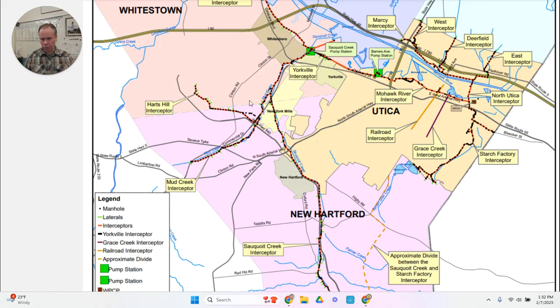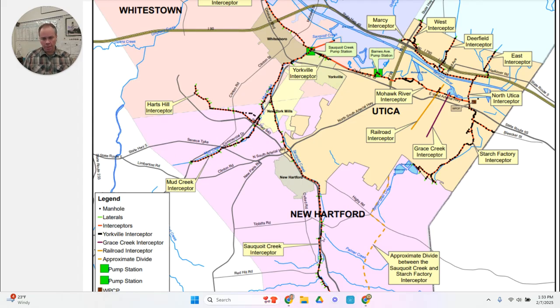These interceptors, these red lines, represent different large sewer pipes. Basically anywhere in this area, all of them have lateral lines that aren't shown on this diagram that lead the waste into this large interceptor line. Most of New Hartford, the waste empties into this interceptor here. If you live over near Aldi or Seneca Turnpike, waste might come into the Mud Creek interceptor.